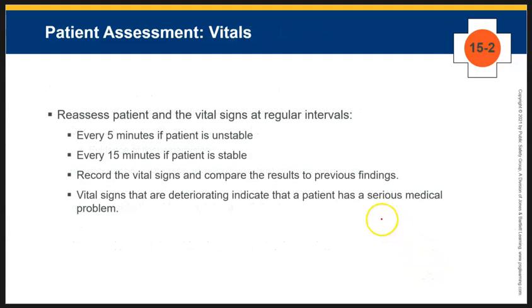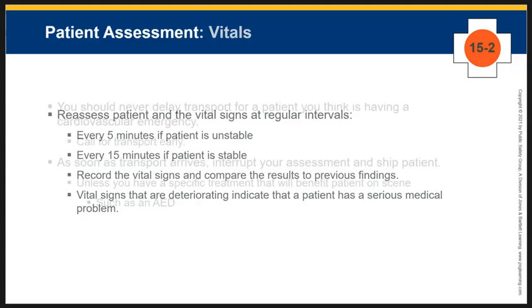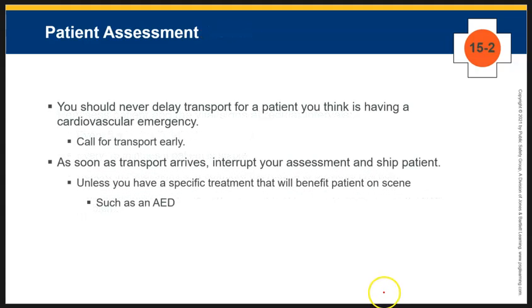Reassess the patient and the vital signs at regular intervals, every 5 minutes if the patient is unstable, 15 minutes if the patient is stable. Record the vital signs and pay attention to the trend, in particular if the trend in vital signs is deteriorating. Never delay transport for a patient who's having a cardiovascular emergency. Call for that transport early, and if appropriate, make sure that all of the resources you need, such as an AED, are available.